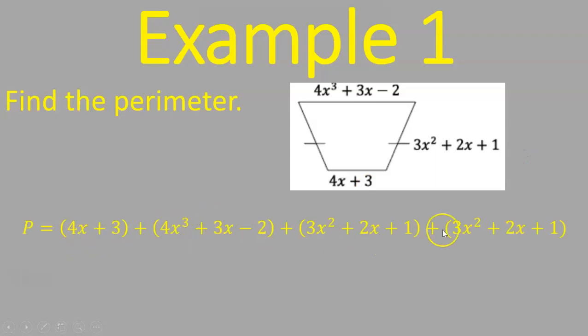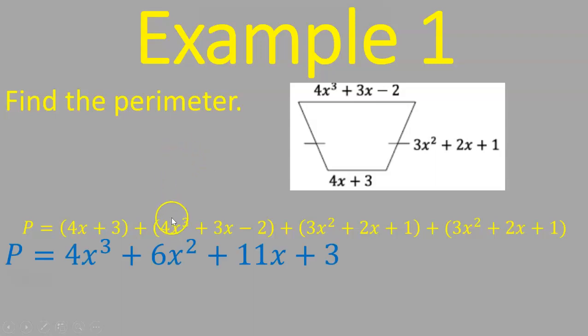Okay, so I've done that here. Notice I have 2 of these 3x squared plus 2x plus 1s. And then I combine like terms. Remember, when you add polynomials, you do not change those exponents. Okay, so I have only this 1 4x to the third power.